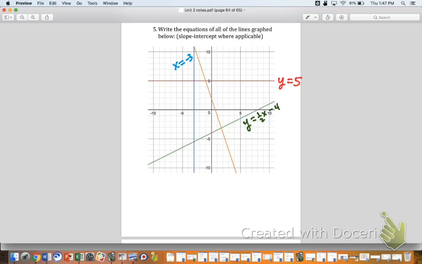Kyrie, how about the orangish, yellowish line there? Y equals -3x plus 2. Y equals -3x plus 2. What do you guys think? Why is it 4? For which one, Callie? The orange one? What did you get for the orange one? I got y equals 3x plus 2.